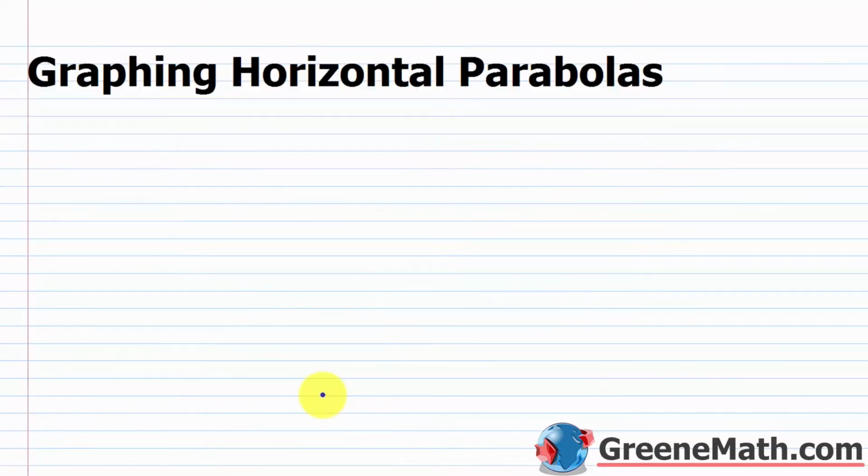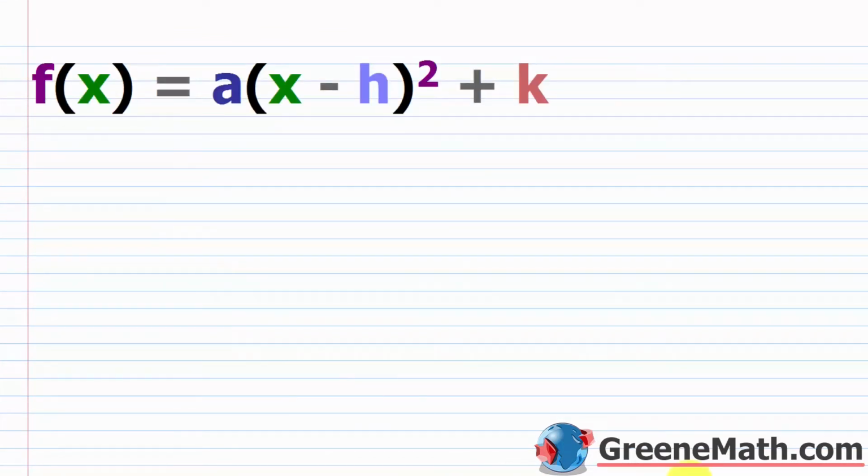In this lesson, we want to talk about graphing horizontal parabolas. We've already talked about how to graph a vertical parabola. Now we just want to follow up and talk about how to graph a horizontal parabola. Of course, a vertical parabola opens up or down, and a horizontal parabola is going to open to the left or to the right. So let's start with something that we know.